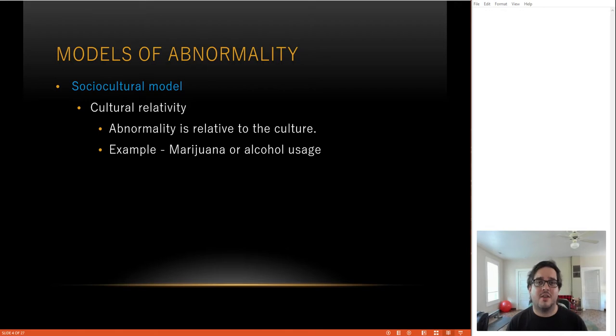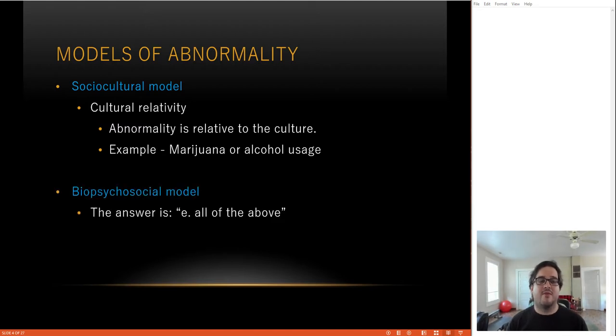If you don't have experience with it already, then you may not understand what your limits are, and that can lead to problematic behavior. So different laws for different places means that in certain places you may qualify for a disorder, whereas in others you do not. And then of course we have the biopsychosocial model, and the answer is E, all of the above. The idea that if you were to look at biological contributions, behaviorist, psychodynamic, cognitive, sociocultural, all of these causes are in their own right going to contribute to what we consider disordered or not.